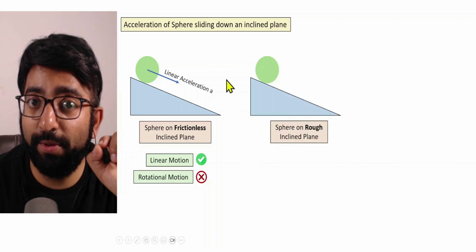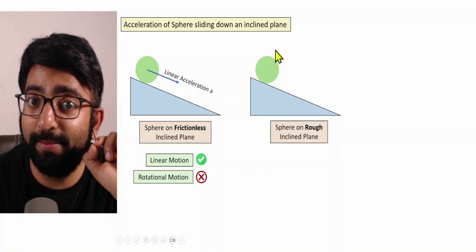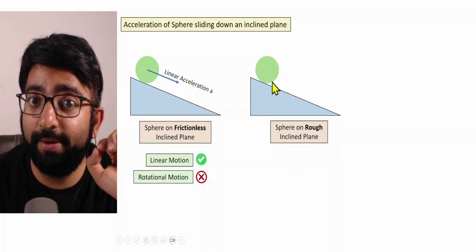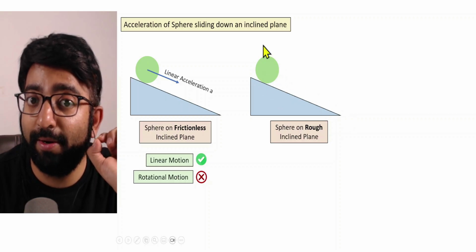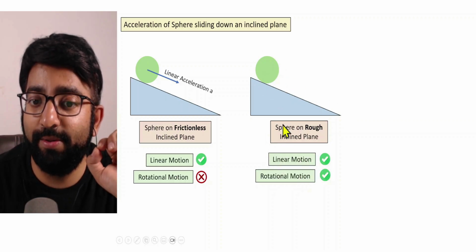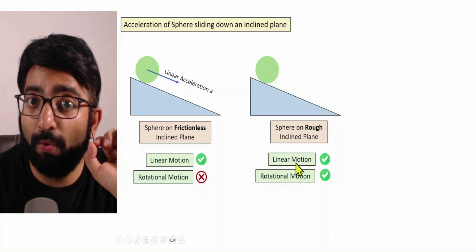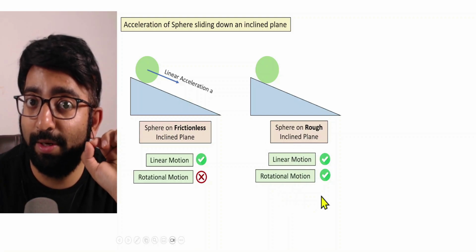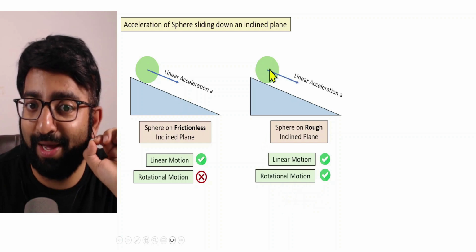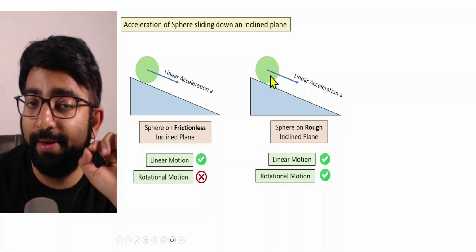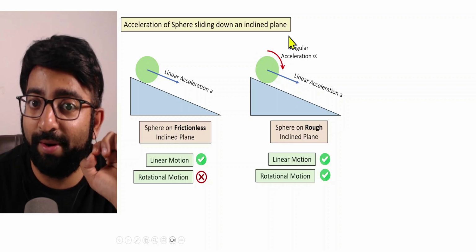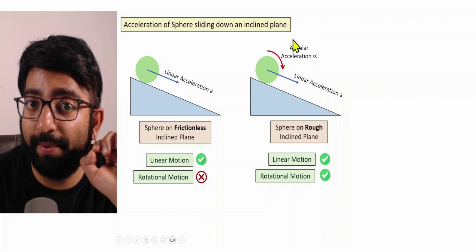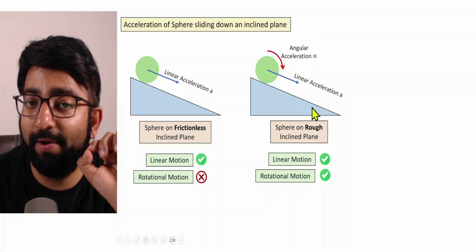Now, let us compare this with another situation where it is the same sphere, but this time the inclined plane is rough. In this case, of course, the ball is going to come down the incline, but in addition to the linear motion, it is also going to rotate. So, in this case, when the incline is rough, both linear motion as well as rotational motion will take place, which means, have a look. The ball is going to accelerate in a straight line, as well as rotational acceleration will also be there. Angular acceleration is only present because the incline is having friction.